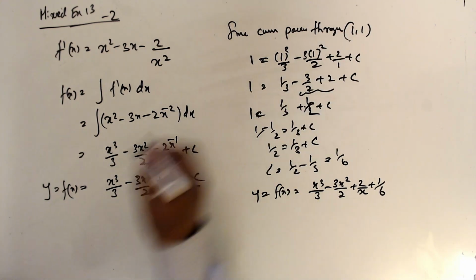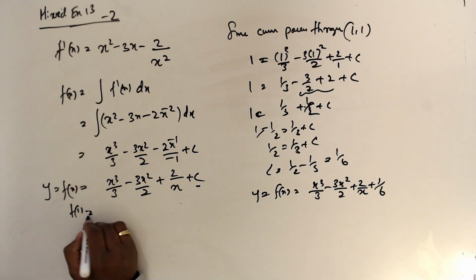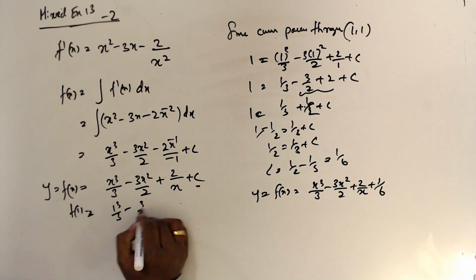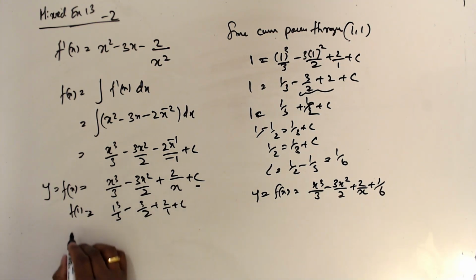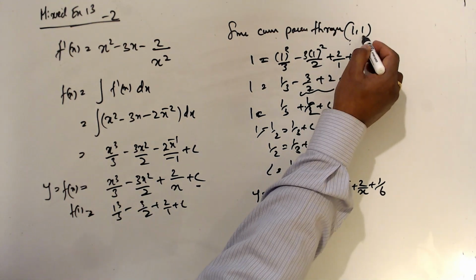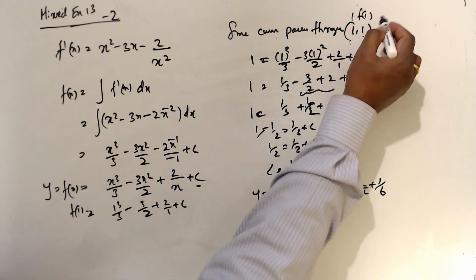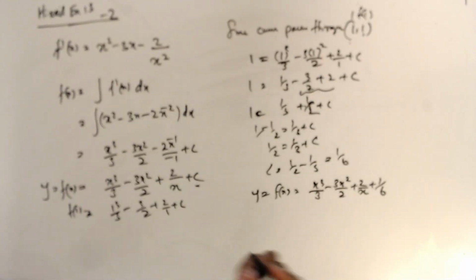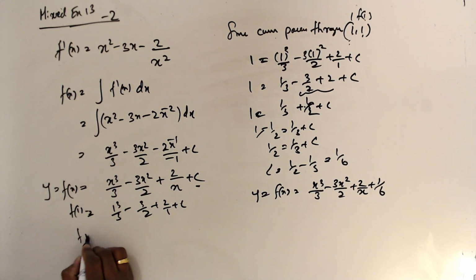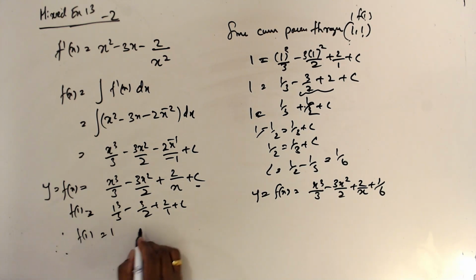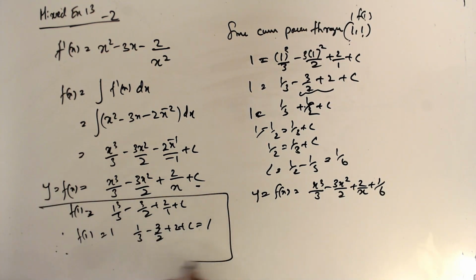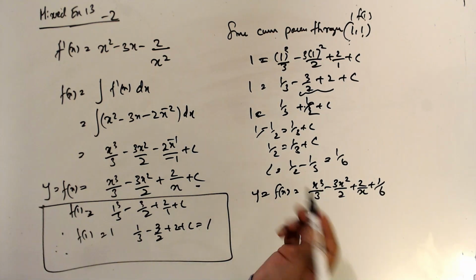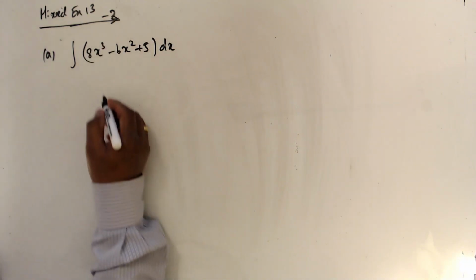Or you can write this information like this as well. When x equal 1, this is f(1). So 1 cubed over 3, 3 over 2, plus 2 over 1 plus c. Then the f(1) value is also 1. Now you found out f(1) is 1. So 1/3 minus 3 over 2 plus 2 plus c equal 1. So you can write it like that as well. It's up to you.